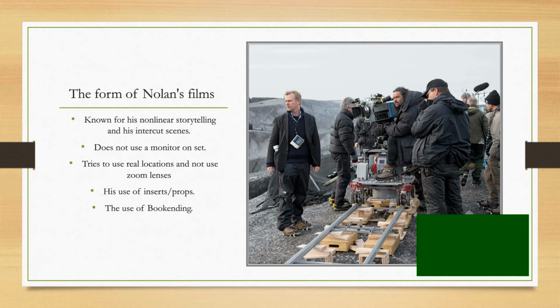Also, Nolan does not use zoom lenses. He prefers to place the camera very close to the actors, like it's almost in their personal space, and he believes that this helps the actor perform a lot better. He also tries to use real locations as much as possible and very little CGI.